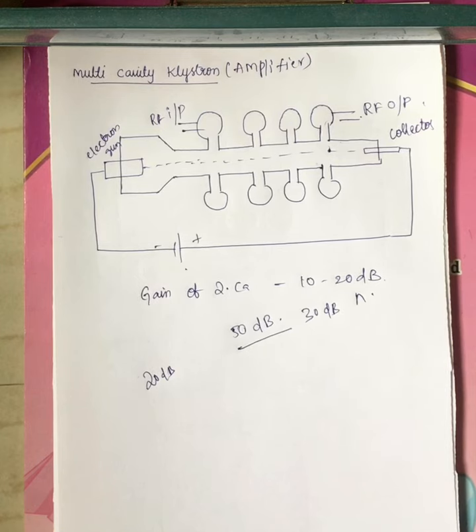The only purpose is gain. For that purpose, we are connecting two cavity klystrons in cascade connection. The output of one circuit is given as input to another circuit. Now this is about amplifiers under the klystron tube. In the next lecture, we will see oscillators of the klystron tube.